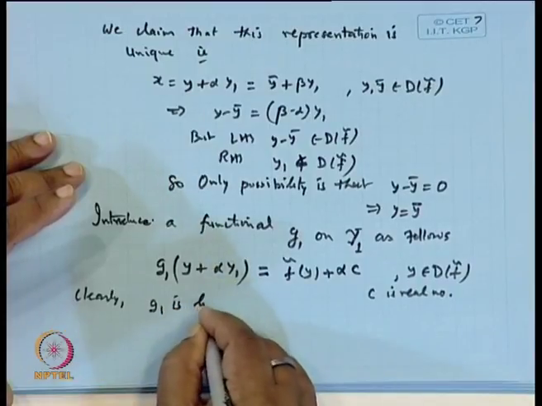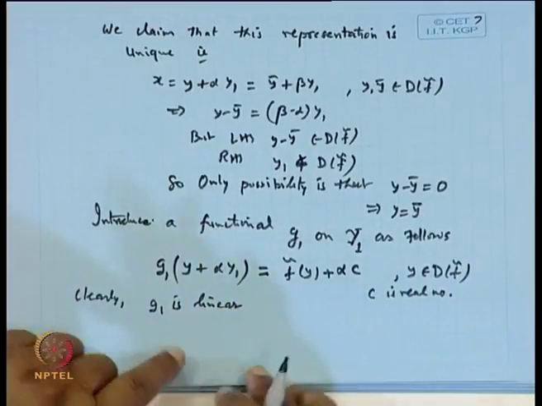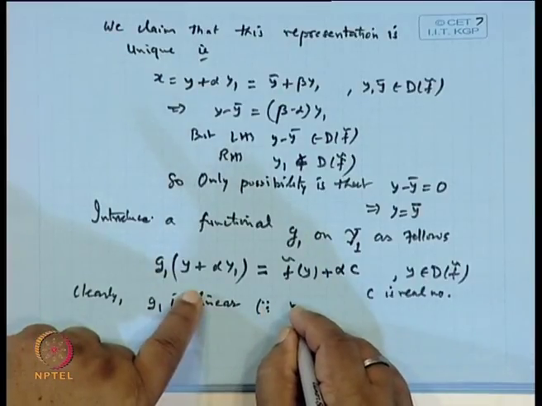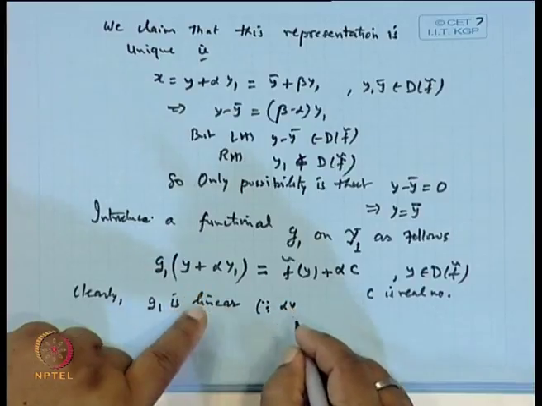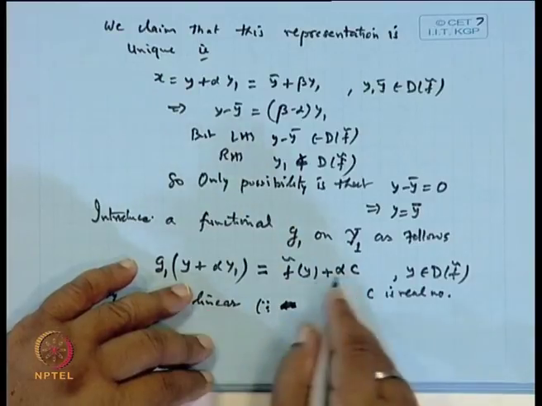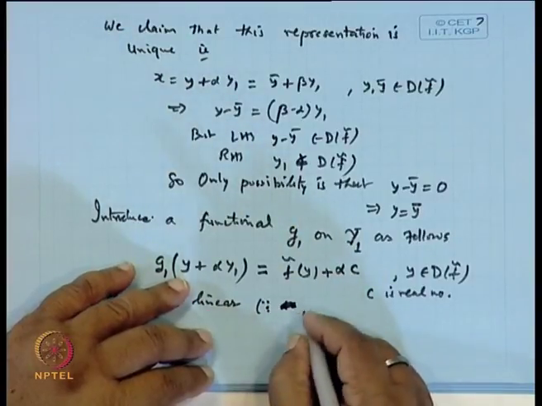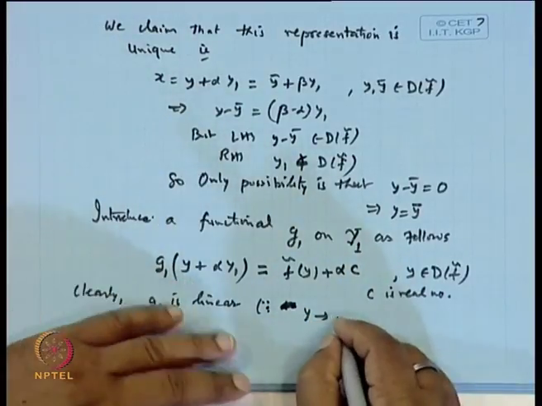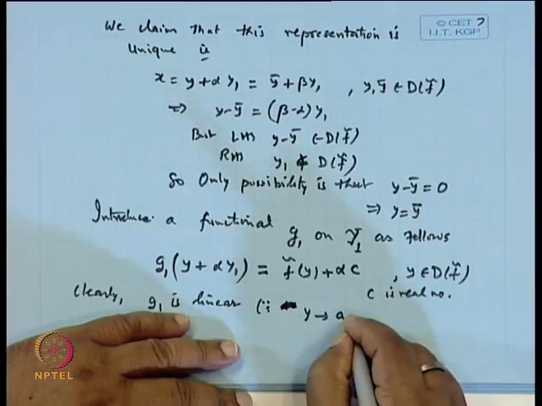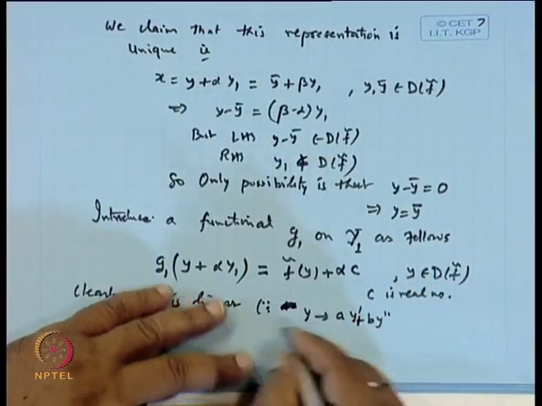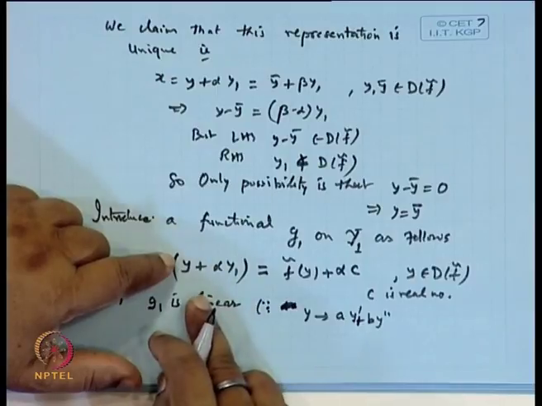Then clearly G1 is linear, because if I take y1, say, let y be replaced by a y dash plus b y double dash, and then pick up two elements like this.